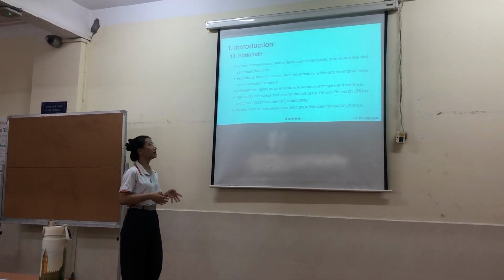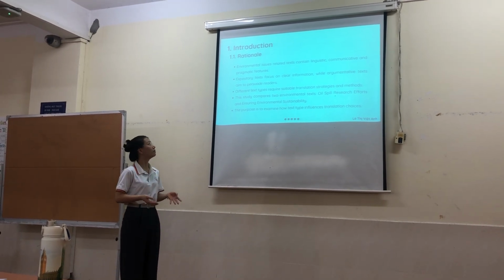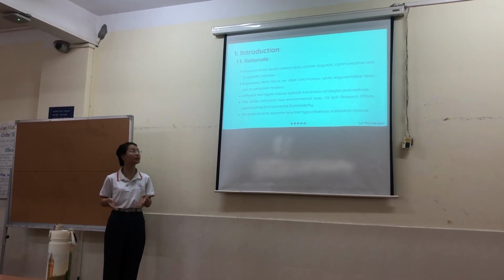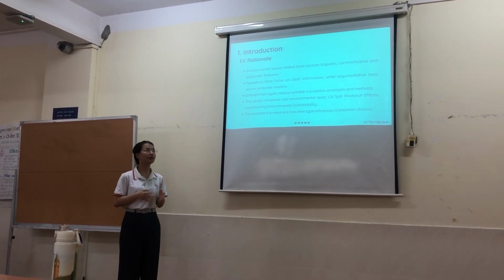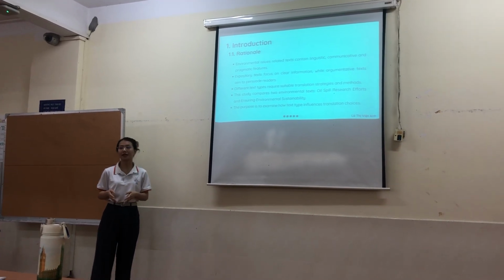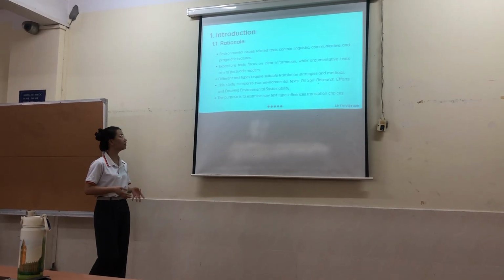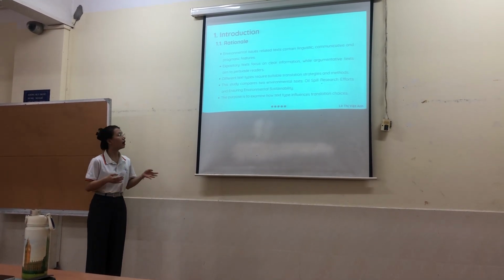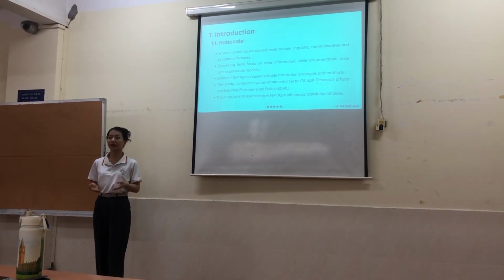Environmental texts contain linguistic, communicative, and grammatical features. Specifically, expository text focuses on clear information, while argumentative text aims to persuade readers. Different text types require suitable translation strategies and methods. This study compares environmental texts on oil spill research efforts and ensuring environmental sustainability.